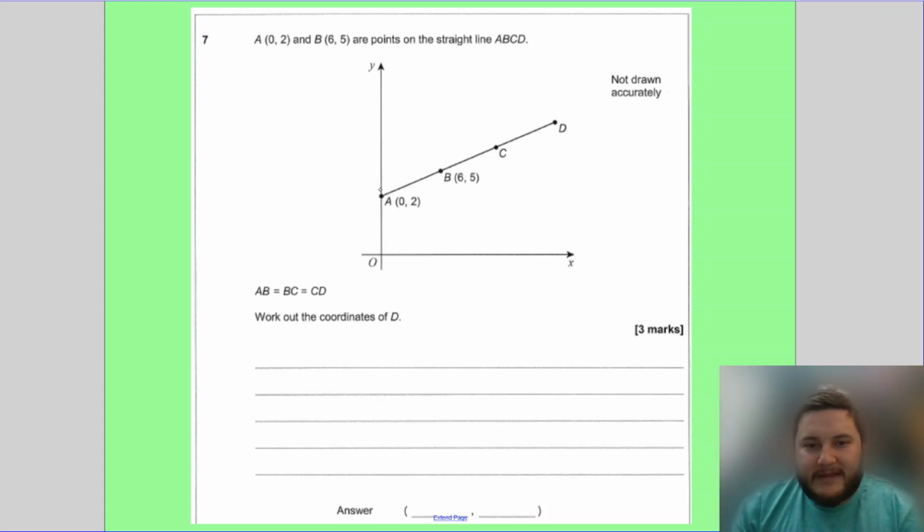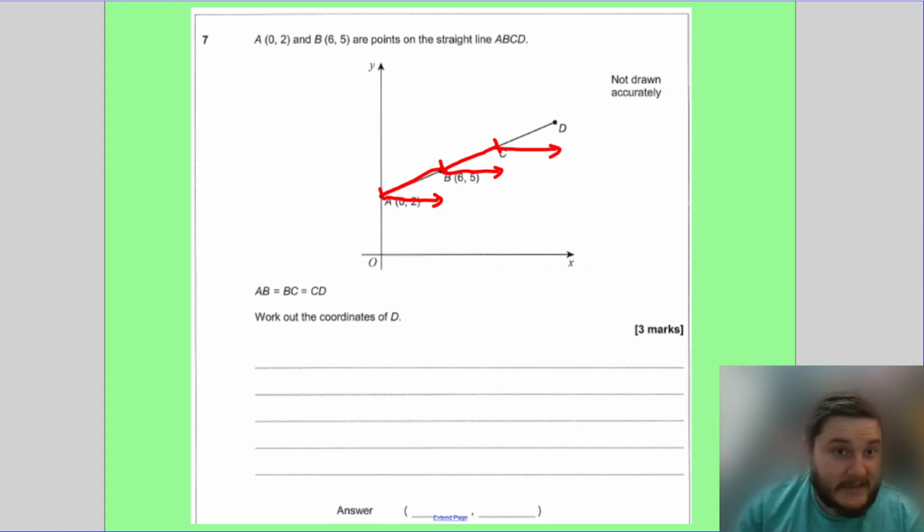And we also know the distance between A and B is the same distance between B and C. Which also means, because again they're on a straight line, however far you go across from A to B is the same as how far you will go across from B to C. And it's the same for how far you'll go across from C to D. They're all the same as each other. And similarly, how far you go up from A to B, in the y direction, is the same, and how far you go up from B to C in the y direction is the same, and how far you go up from C to D in the y direction is the same.